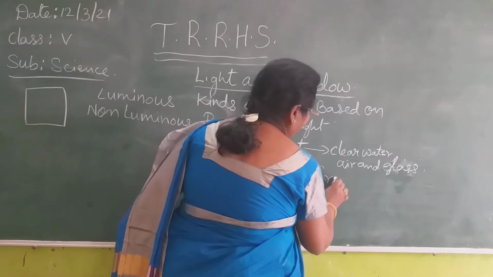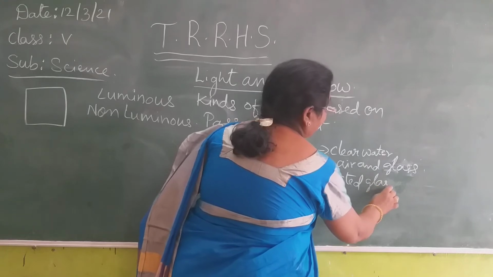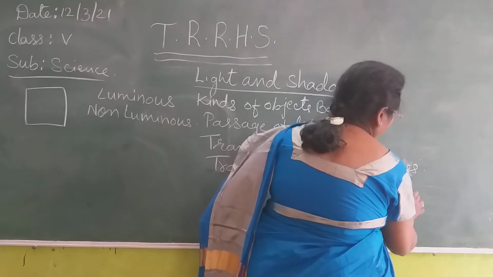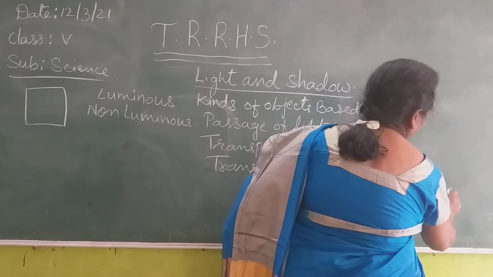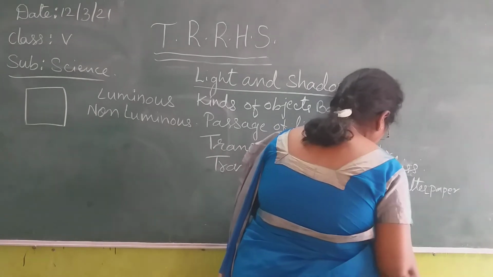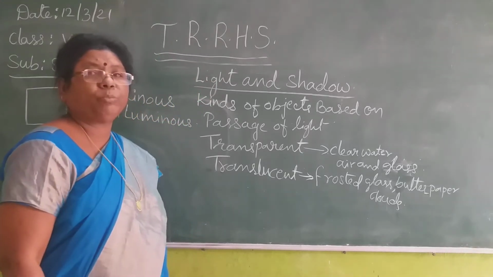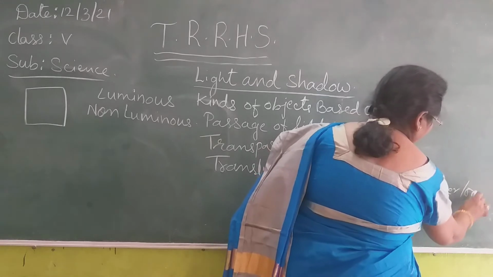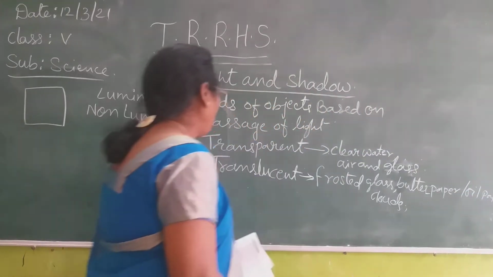Frosted glass is an example. Frosted glass, oil paper, butter paper, or clouds. These are a few examples of translucent objects.